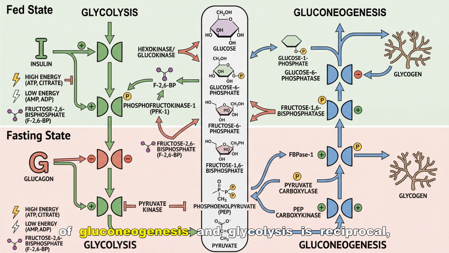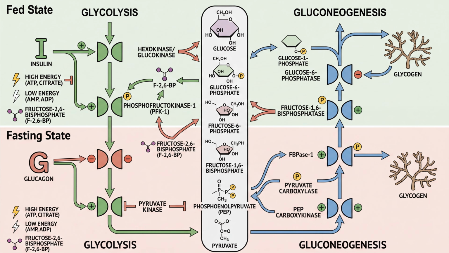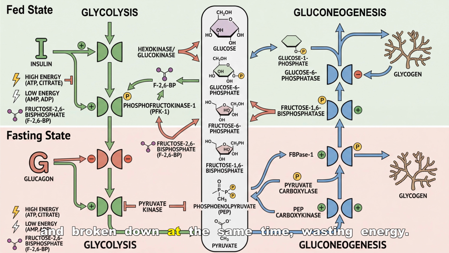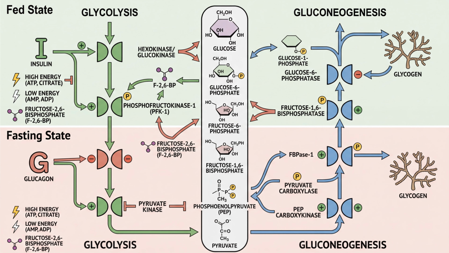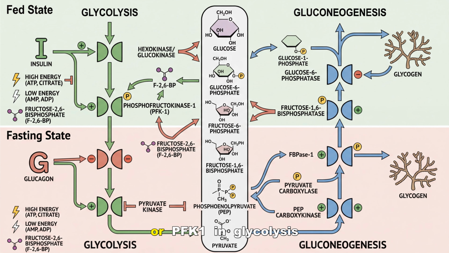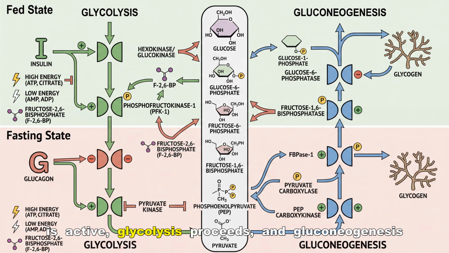The regulation of gluconeogenesis and glycolysis is reciprocal, ensuring that both pathways do not operate simultaneously. This prevents a futile cycle where glucose is both synthesized and broken down at the same time, wasting energy. The key regulatory step involves the enzymes phosphofructokinase-1, or PFK1, in glycolysis, and fructose 1,6-bisphosphatase in gluconeogenesis. When PFK1 is active, glycolysis proceeds, and gluconeogenesis is inhibited.